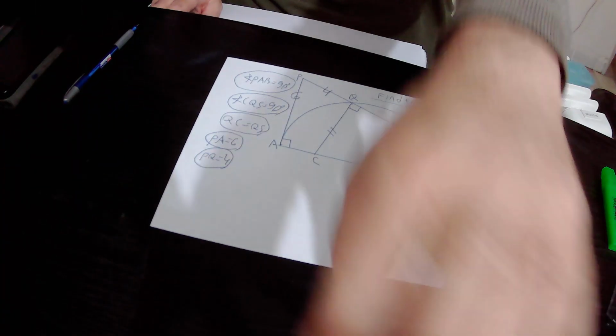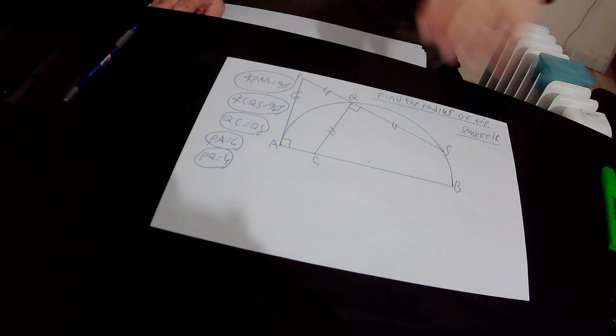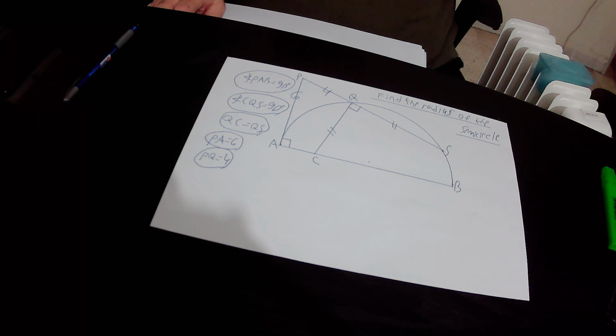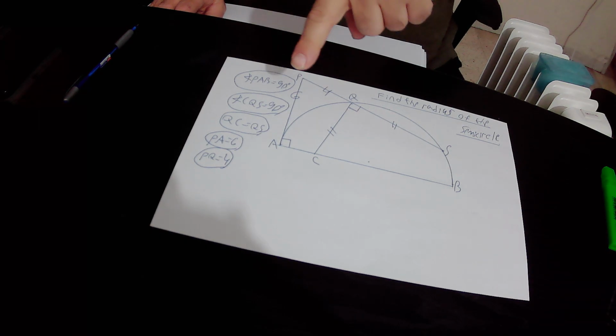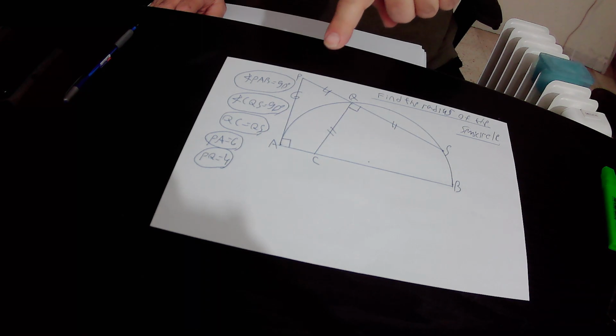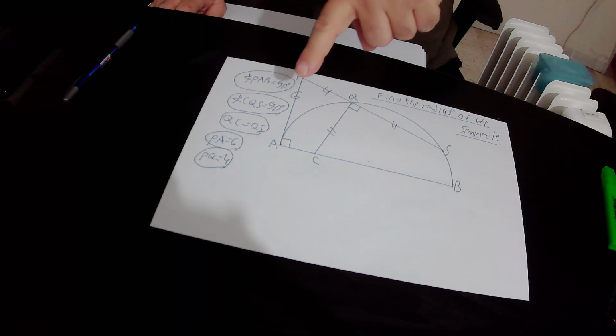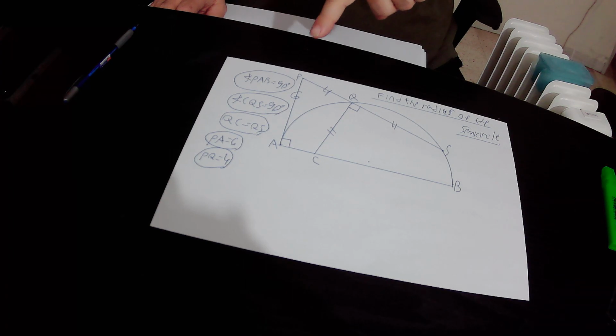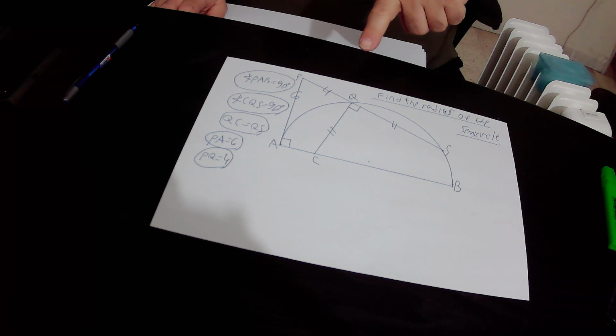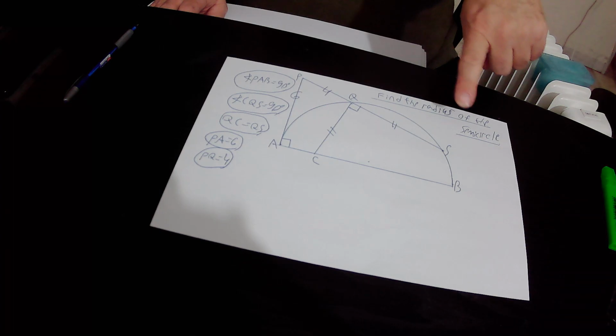Hello, in this lecture we'll find out the radius of the semicircle. In the drawing we have a semicircle. Line segment PA is tangent to the semicircle at point A, and the length of line segment PA is 6 units. Line segment PQ equals 4 units in its length. And we also know that line segment PS cuts the semicircle at points Q and S.